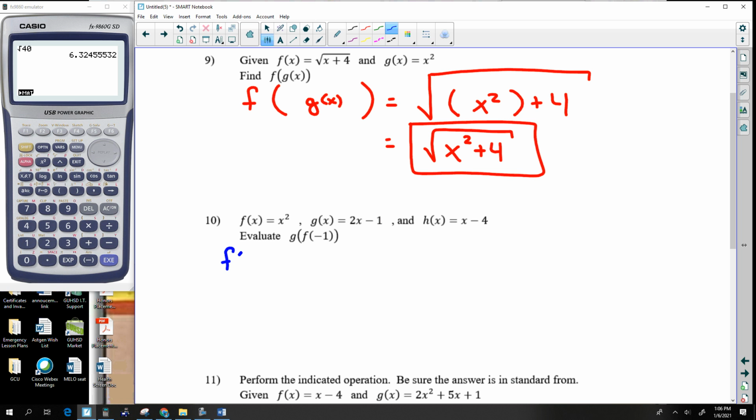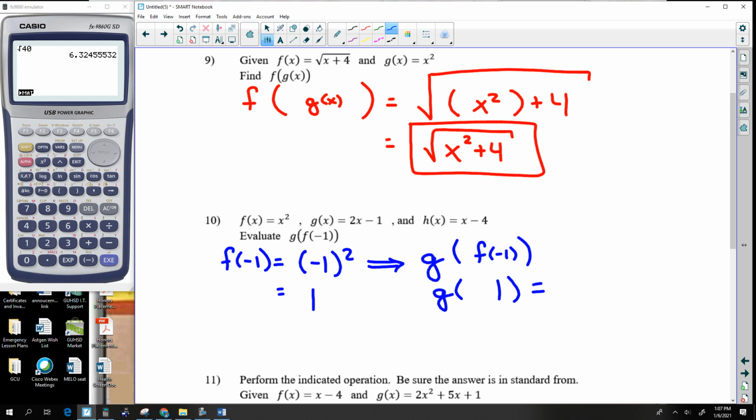Okay, the inside is f of -1, so f is x squared, and so that is going to come out to be a positive 1. And so this ultimate question is asking, what is g of f of -1? So f of -1 came out to be a positive 1, so this question is, what is g of 1? So g of 1 is 2x minus 1. 2 times 1 is 2, minus 1 is 1.